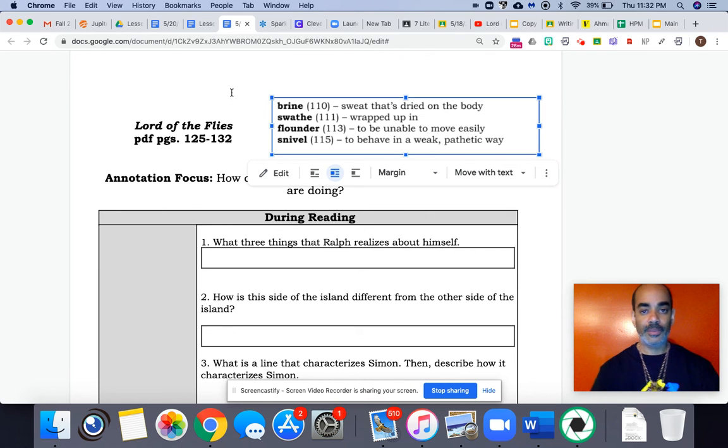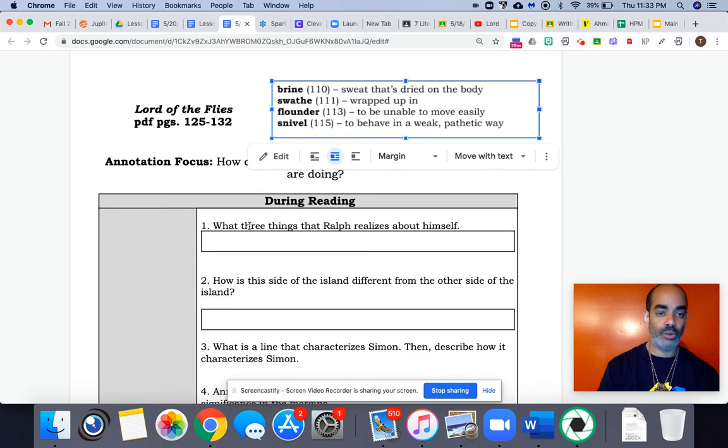Brine: sweat that dried on the body. Swath: wrapped up in. Flounder: to be able to move easily. Snivel: to behave in a weak and pathetic way. Sniveling. Okay, you're going to do your during-reading questions.